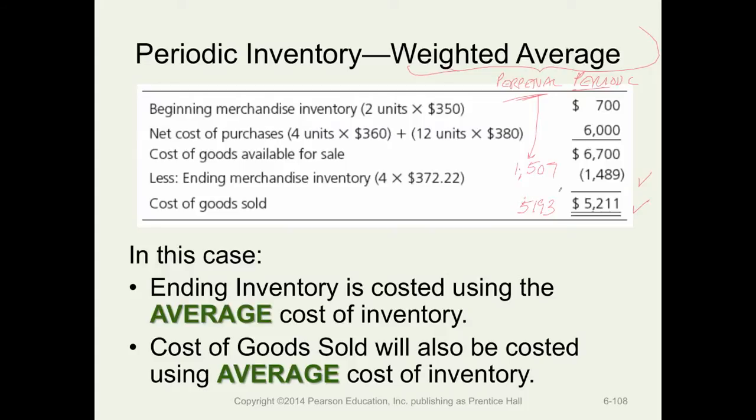And the difference is due to the fact that under weighted average periodic, you wait till the end of the year to take the average. Under perpetual, a new average is calculated after each purchase, and it is used to calculate the cost of goods sold for each sale.